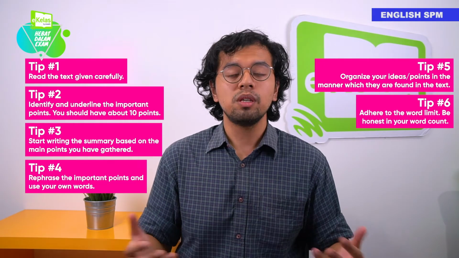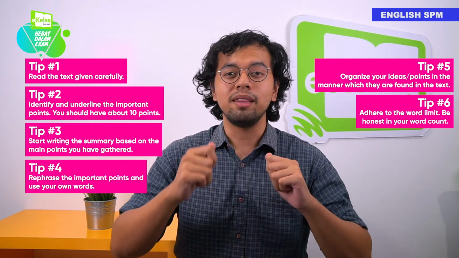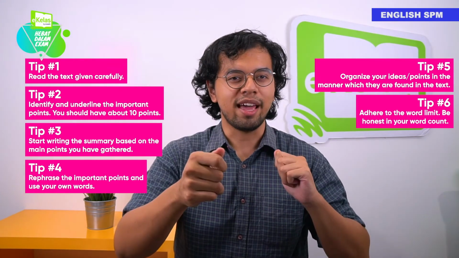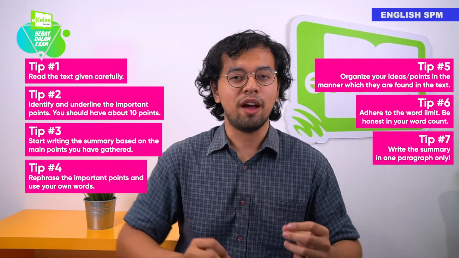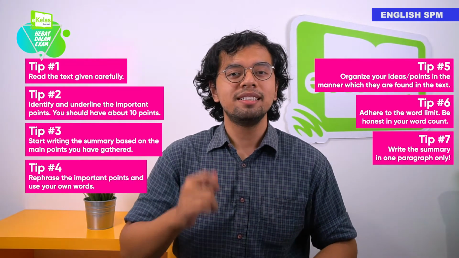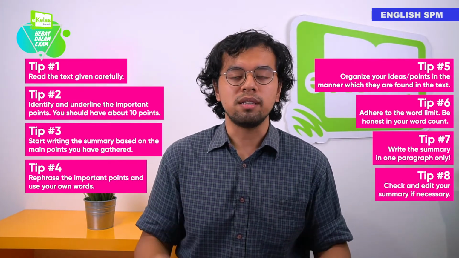And as always, adhere to the word limit. Remember how many words you have written and try to keep within the limit. Be honest in your word count. You may think the examiner may not count, but they will. And you don't want to lie on that. Tip number 7, write the summary in one paragraph only. If it looks a bit weird, you have to work on your handwriting. And finally, check and edit your summary if necessary. I would suggest maybe one read through to avoid any typos or writing mistakes.